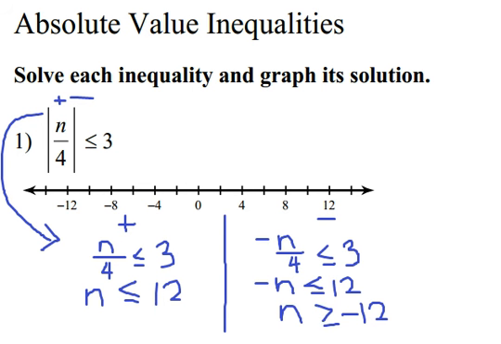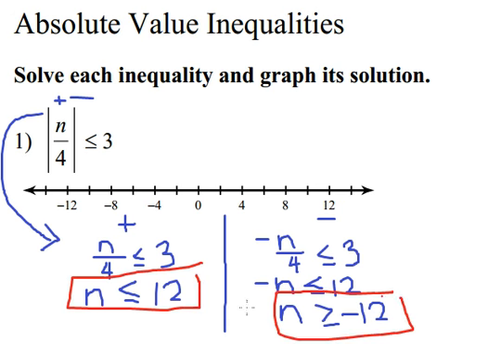Now all you have to do is plot these two values. So n is less than or equal to 12, and that's inclusive, so you have a filled in circle. And then n is greater than or equal to negative 12. That is inclusive as well. Then you just draw on your line connecting the 2 points.